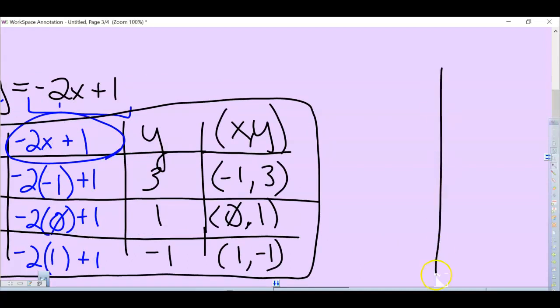I'm going to draw it over here. Excuse my rough sketch. All right. Now our first solution again is negative 1, 3. So let's review. We're going to start at the origin, which is in the middle here. Okay, we're going to start there. And the negative 1 tells us we're going to go left 1. And then 3 tells us we're going to go up 3.